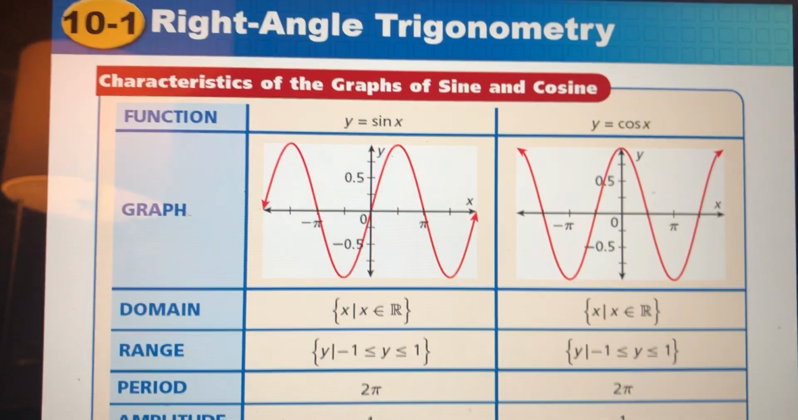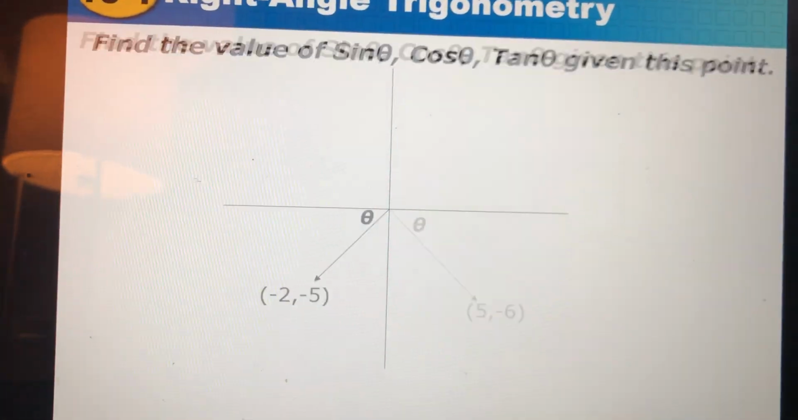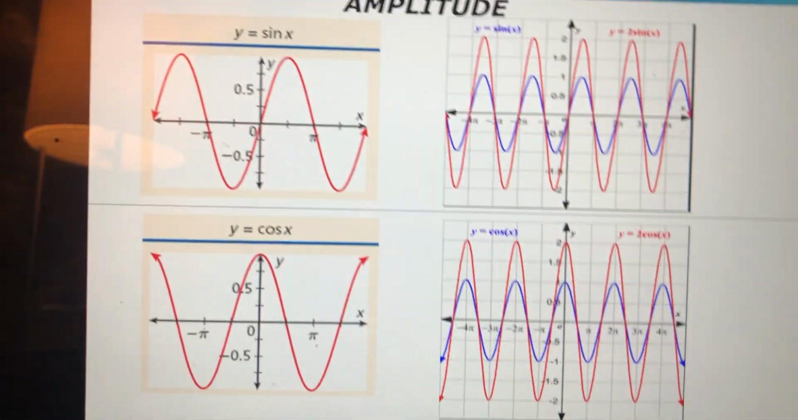Actually, I think I have another page. Oh my God. All right, here's another example.